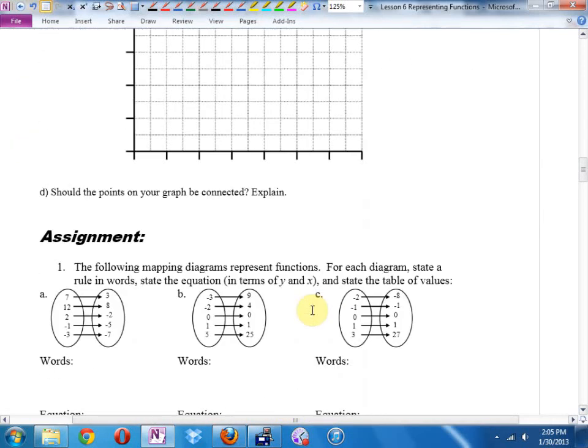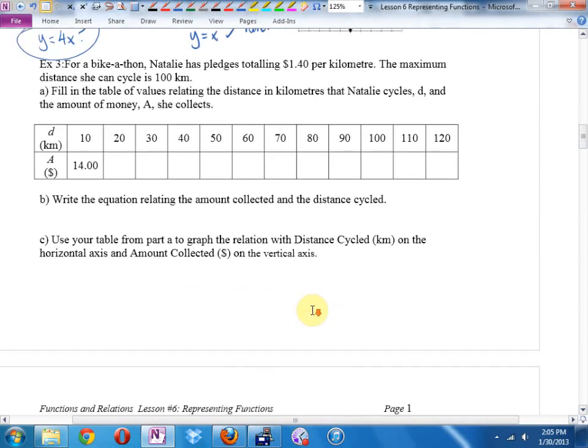For a bike-a-thon, Natalie has pledges totaling $1.40 per kilometer. The maximum distance she can cycle is 100 kilometers. Fill in the table of values relating the distance in kilometers that Natalie cycles, D, and the amount of money, A, she collects. So if she cycles 10 kilometers, she gets $14.